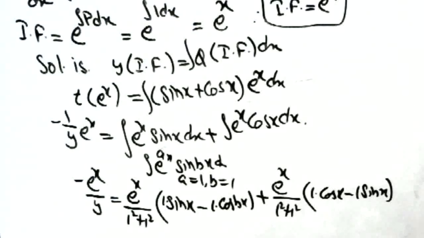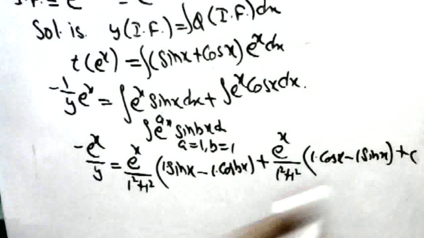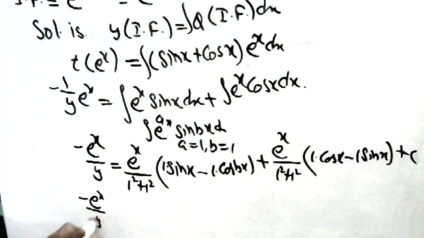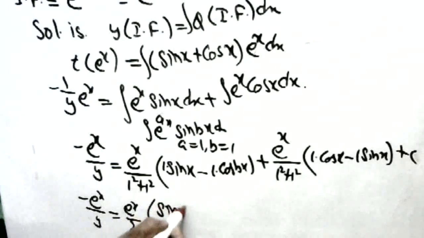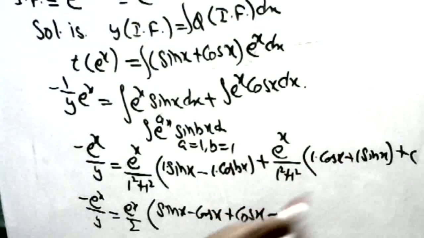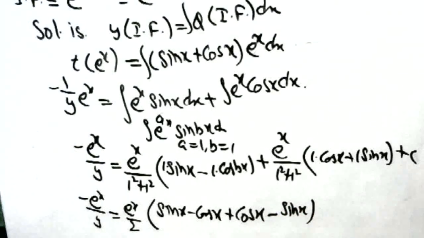So the last step, let me take e power x by 2 common, plus c. Now minus e power x by y equals to e power x by 2 common, so what is left here: sin x minus cos x, plus what is left here: cos x plus sin x. Now let me cancel these two.